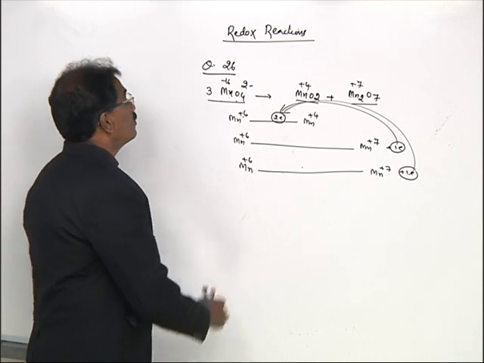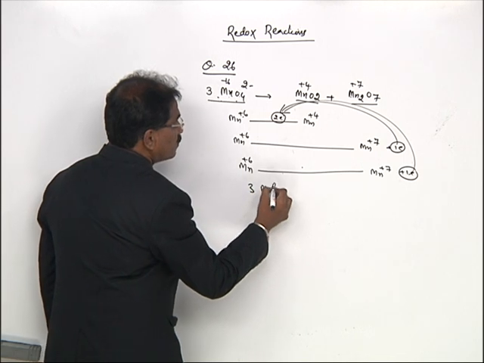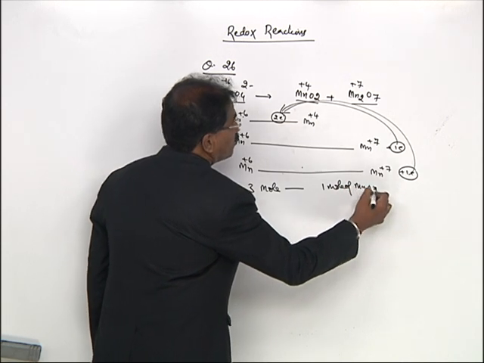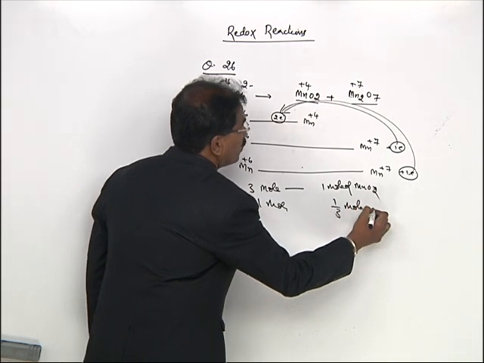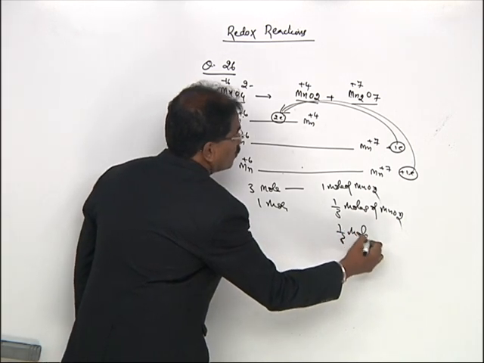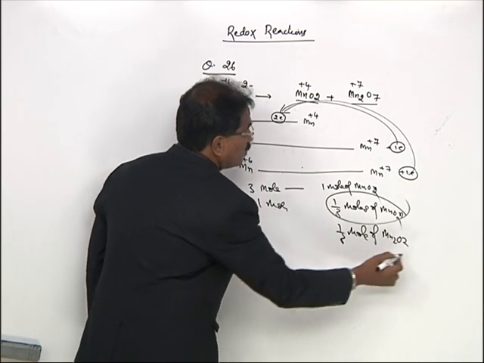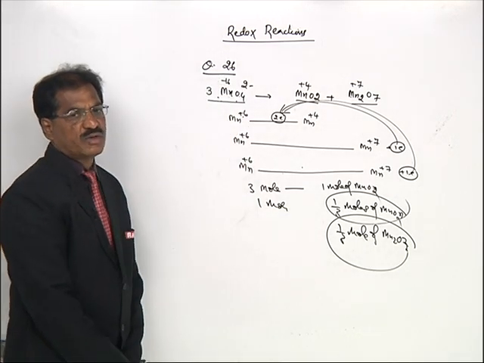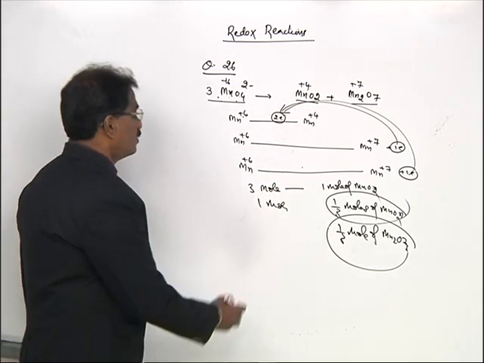Therefore, for 3 moles, it is producing 1 mole of MnO2. For 1 mole, how many moles will be produced? 1/3 mole of MnO2. Similarly, 1/3 mole of Mn2O7. So, moles of MnO2 is 1/3, moles of Mn2O7 is also 1/3. So, select the option where 1/3 moles of Mn2O7 and 1/3 moles of MnO2 are produced. So, option 3.